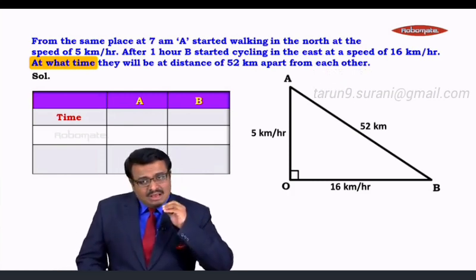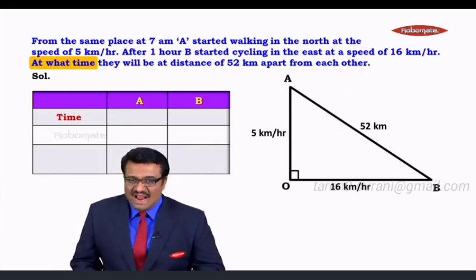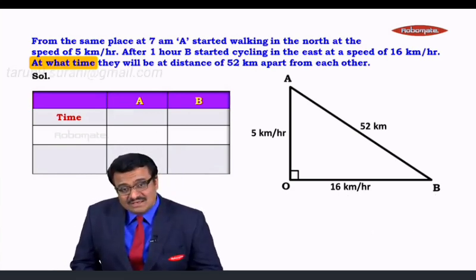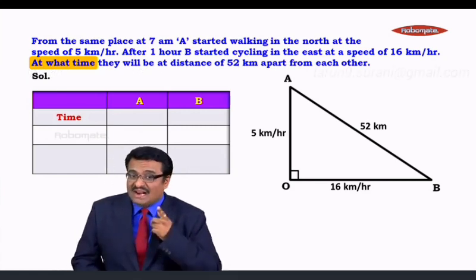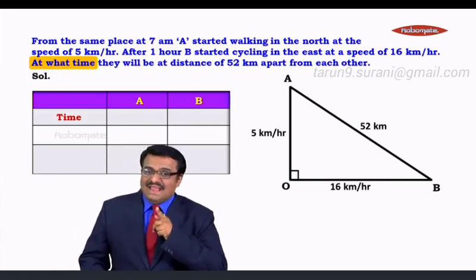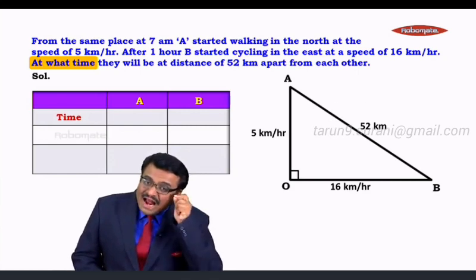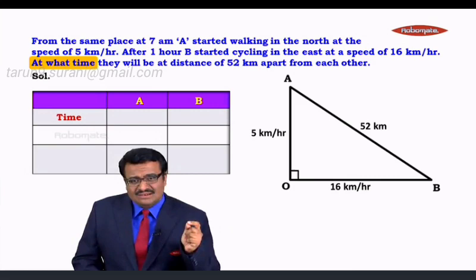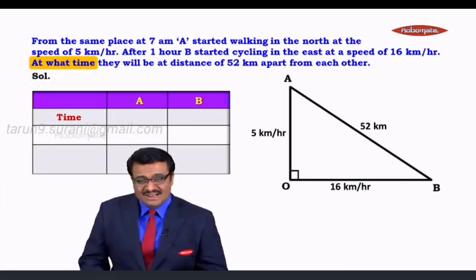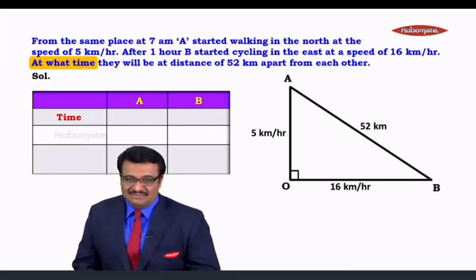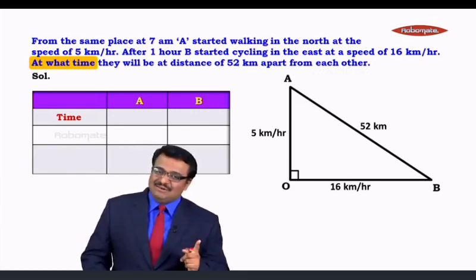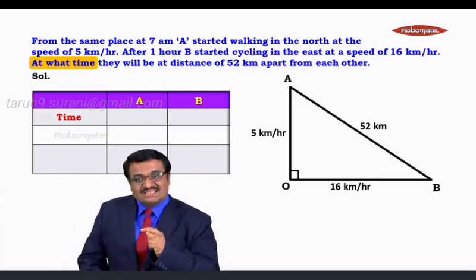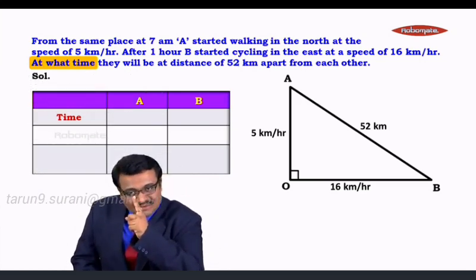Now A started at 7 a.m. and reached point A at 11 o'clock. At what time did B start? 1 hour late. Means B started at 8 a.m. and reached the spot B at 11 a.m. That means whatever time B has walked, A has walked 1 hour more, isn't it? A started at 7 and reached at 11. B started at 8 and reached at 11 only. So whatever time B cycled, A has travelled 1 hour more, isn't it?